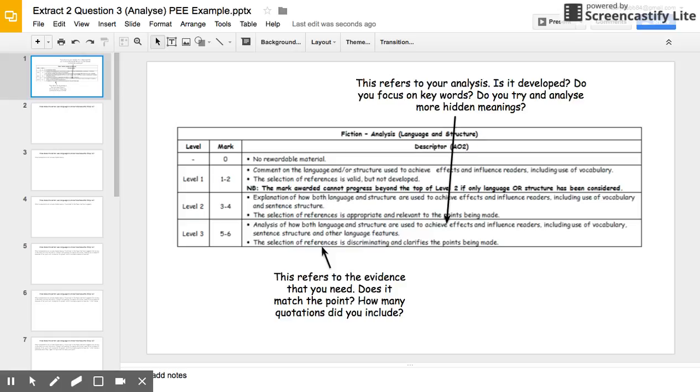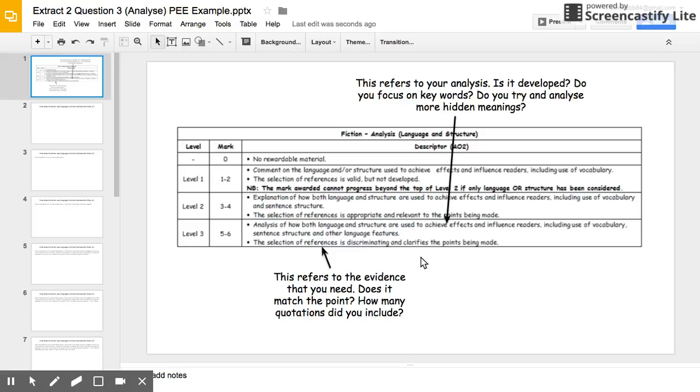Okay, this video is all about how to structure a PE paragraph for extract 2 from our Gothic Dorian Gray scheme of work. It's again not so much what you write at the moment, although that is very important, and that's why I'm going to start with the mark scheme here, but it's how we structure that paragraph. The ideas that you have are very good, they're correct, yes, they can be improved, but it's about the structure of the response. So I want to start off with the mark scheme again.